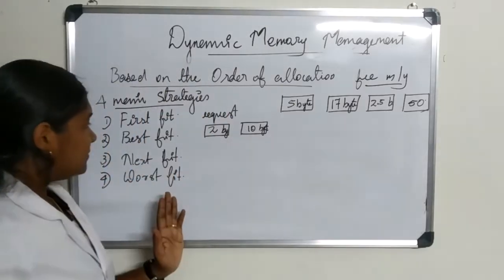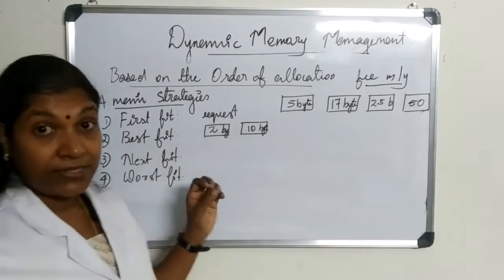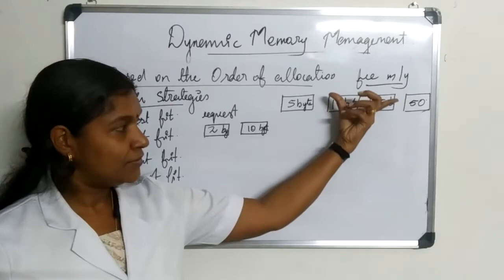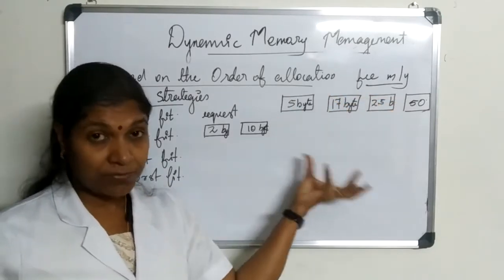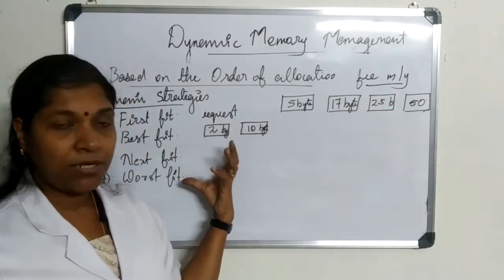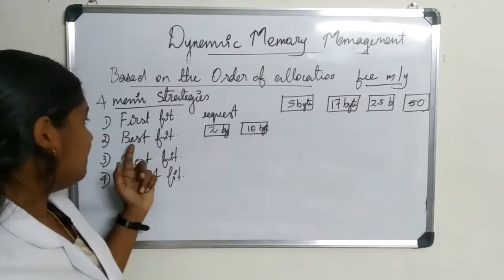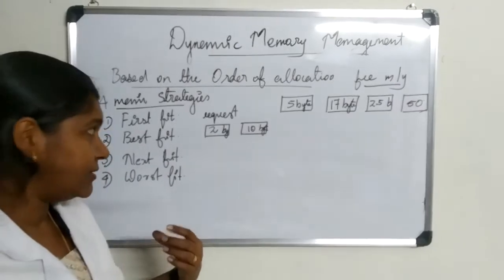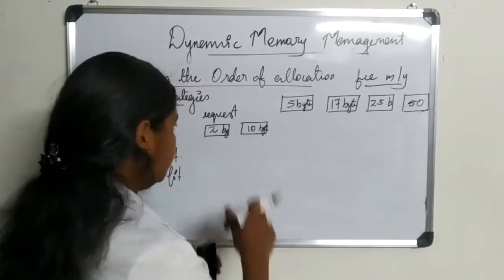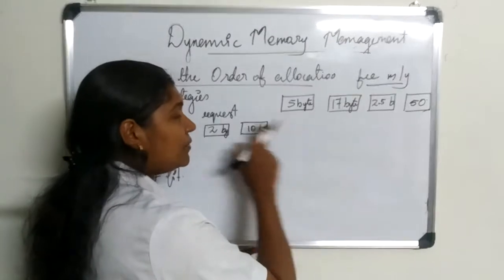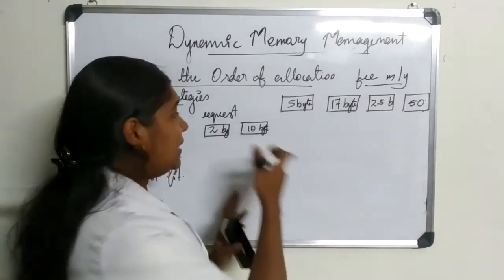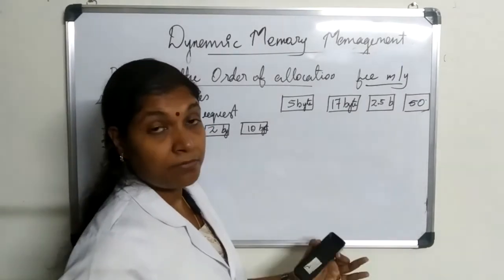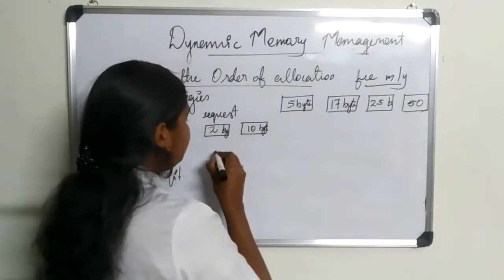So out of all these methods, the best method is the best fit algorithm, because it finds whichever memory block is apt for the incoming request, and only that is allocated. So best fit is considered the best allocation strategy out of these four methods. We will consider these two requests and how each of these methods would process the incoming request from the free pool of memory.